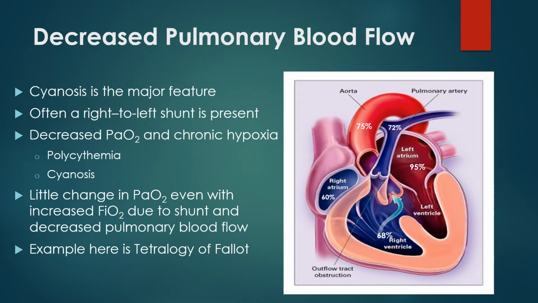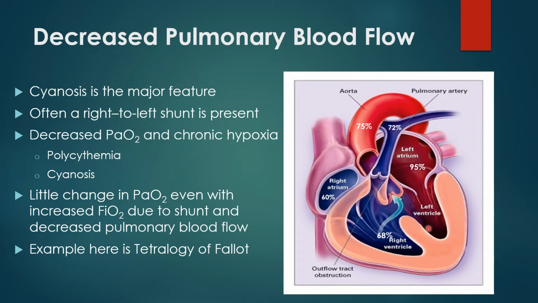So we talked about increased pulmonary blood flow, some of the consequences and some of the ways of dealing with it. In cyanotics, you typically have decreased pulmonary blood flow, and cyanosis is the major feature. And you have a right to left shunt, often through a VSD, as you can see here. You can also have decreased PO2 and chronic hypoxemia. Here's the shunt across here. 68% is the SAT over here because of mixing instead of 60% like it is in the right atrium. It's 68 because you have mixing.